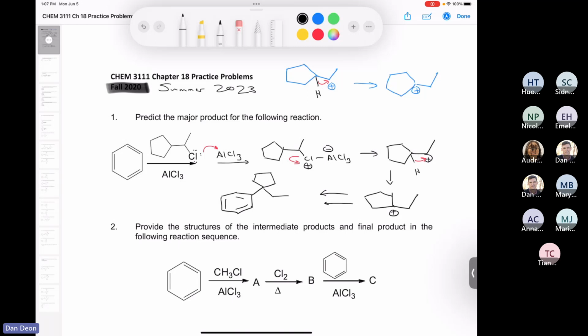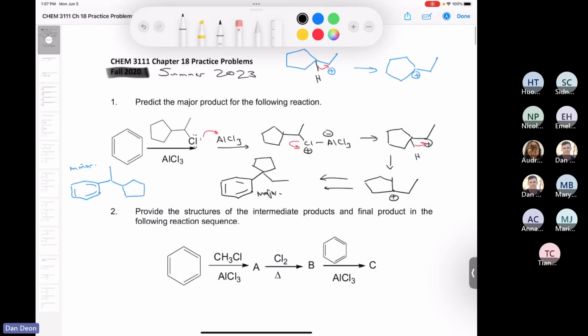Would you get some of this as a minor product? That's not part of the question, but the answer is, I suppose so. You would get some of this product as well. So we could put here minor for this one, and then we could put major for this guy. All right. There we go. So that's number one. And of course, don't hesitate to stop me if you have any questions at any point. And I'll try to ask you some questions along the way.